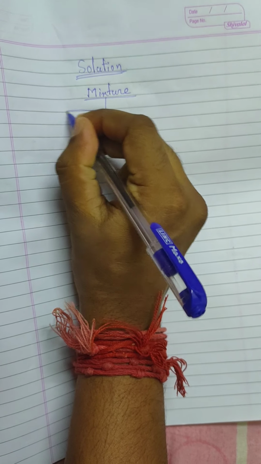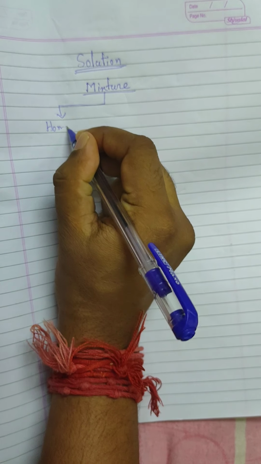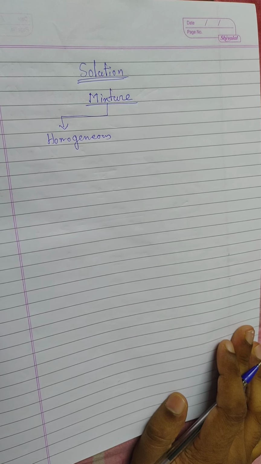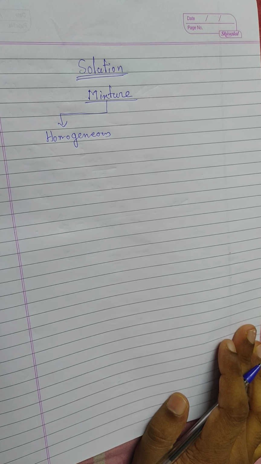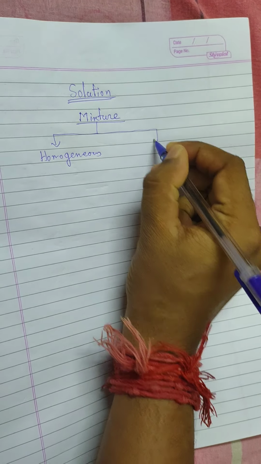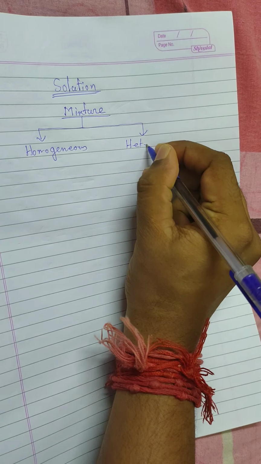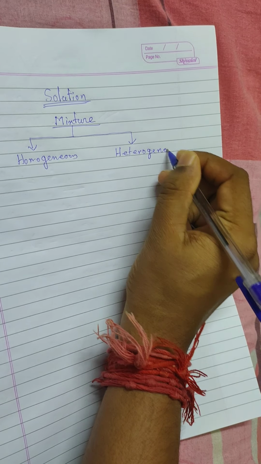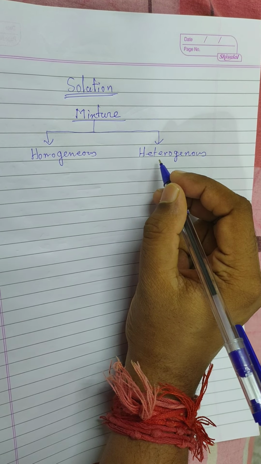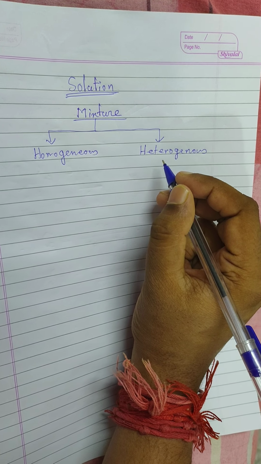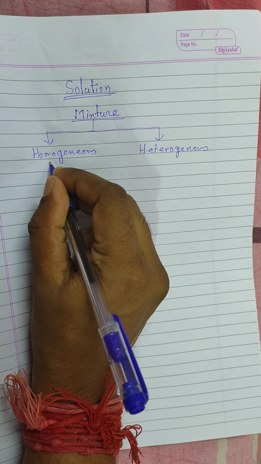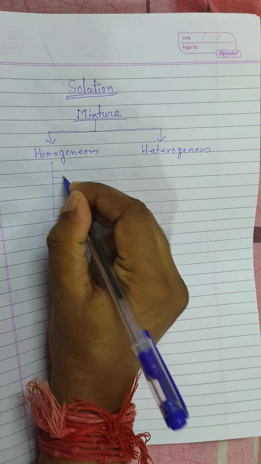But a mixture will be called a homogeneous mixture only when the components are mixed together in such a manner that the properties of all the components remain the same throughout the solution. It will be known as heterogeneous when the components are mixed but the properties of all the components do not remain the same throughout the solution. Today we will learn what a homogeneous mixture is and what its properties are.